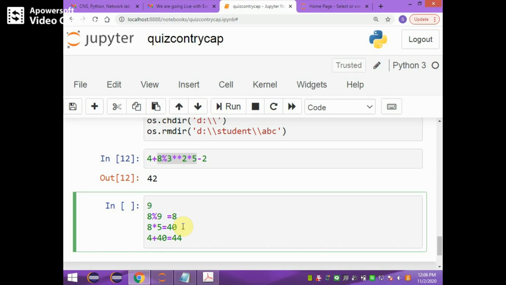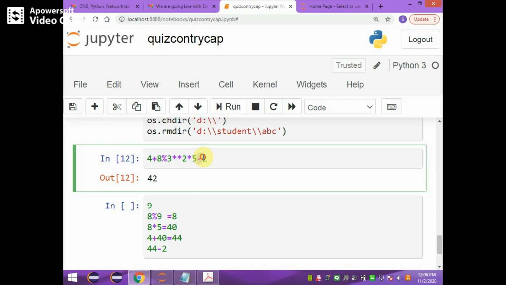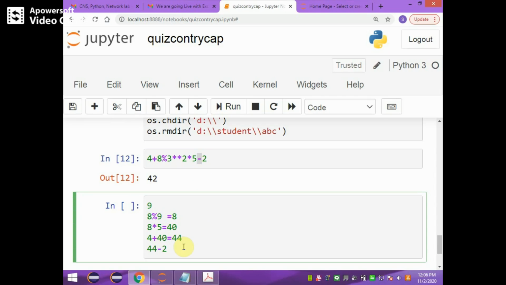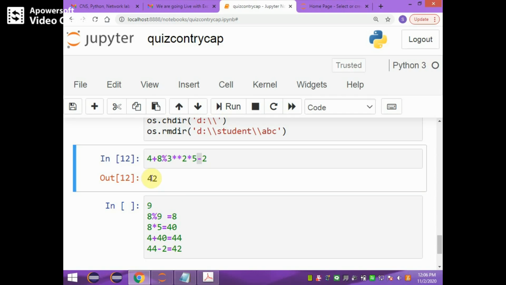Afterwards, in the next step, 44 minus 2 happens, that is subtraction happens, which results in 42. This is the answer shown by Python, which gives us the proper way of evaluating the expression with the precedence of operators. Okay, this is the precedence of arithmetic operators.